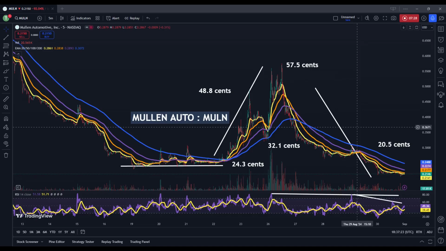So this is the current stock market update for MULLEN Automotive Incorporated, stock ticker MULN.